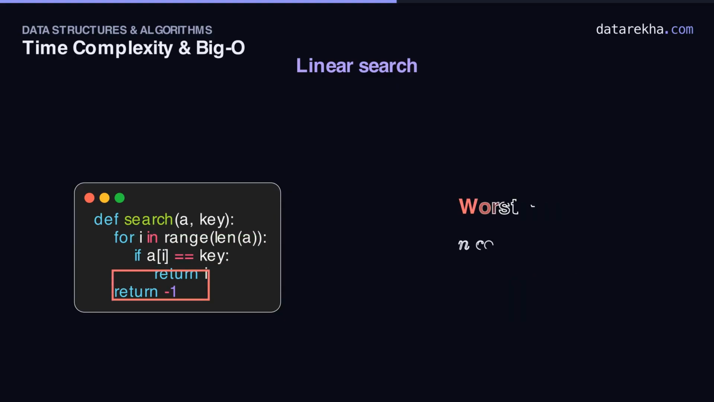Worst case. The key is missing, or it hides in the very last slot. Now we must inspect all n elements. That is, n comparisons. Order n.